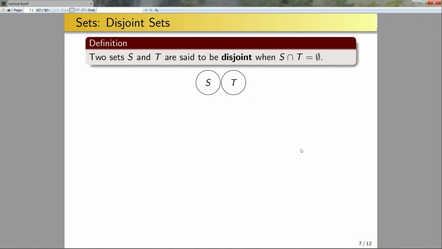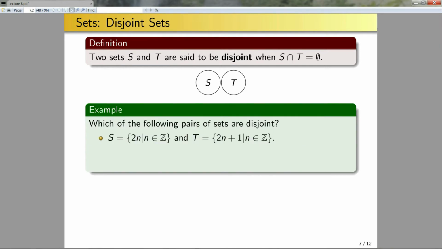Okay, let's look at an example of this. Which of the following pairs of sets are disjoint? To determine whether or not any of these given pairs of sets are disjoint, I need to ask, do they have any elements in common? Or explicitly, I could compute the intersection. So S is simply the set of all elements of the form 2n, where n is in Z. Well, I know that's the even integers. And T is the set of all things of the form 2n plus 1, where n is in Z. Well, I know that's the set of all odd integers. So are these two sets disjoint? Well, yes. The intersection will simply be the null set, so S and T are disjoint.